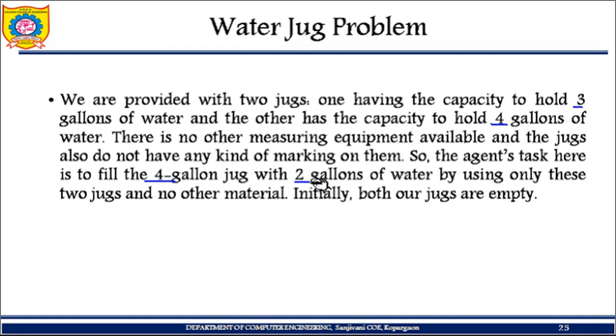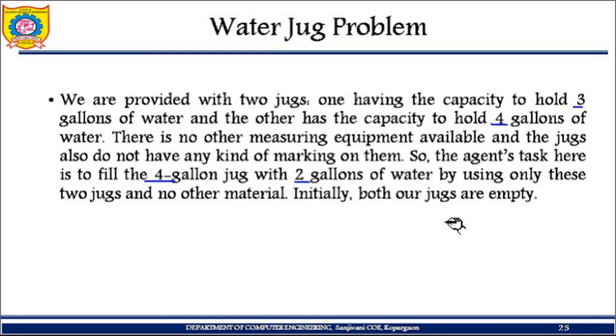The agent's task here is to fill the 4-gallon jug with 2 gallons of water. This is your aim. In the 4-gallon jug, you should have 2 gallons of water, using only these two jugs: no other material, no weighing, no measuring, no third jug. Your condition is that initially both jugs are empty. So this is the problem in front of you.